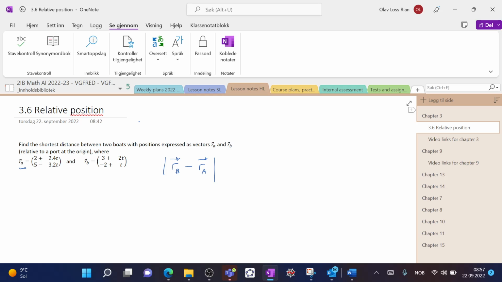So we can start by doing this calculation here then. So RB minus RA is going to be one vector subtracted from the other. So this is B vector, that's 3 plus 2t, and then we subtract A vector, 2 plus 2.4t. The y component of B vector is minus 2 plus t, and then we subtract A vector 5, and then it's going to be plus 3.2t because the last part of that y component is negative.